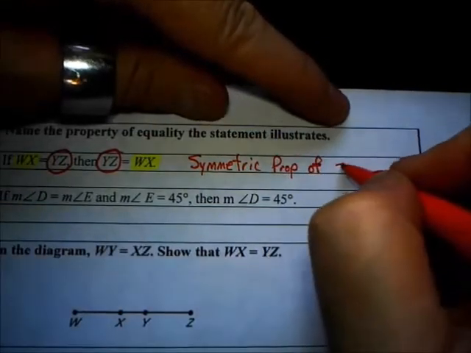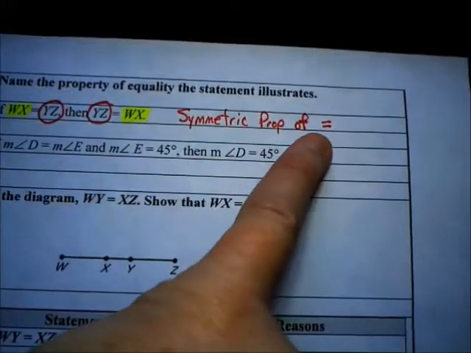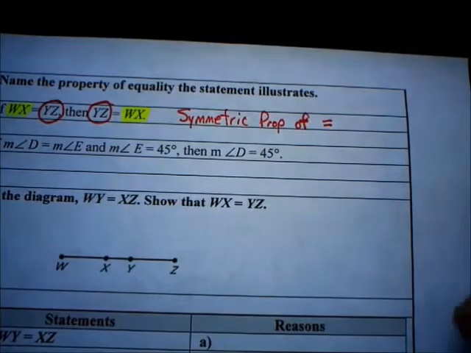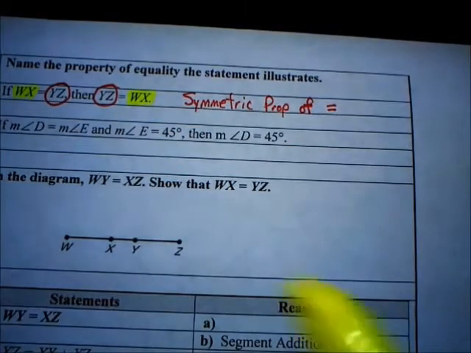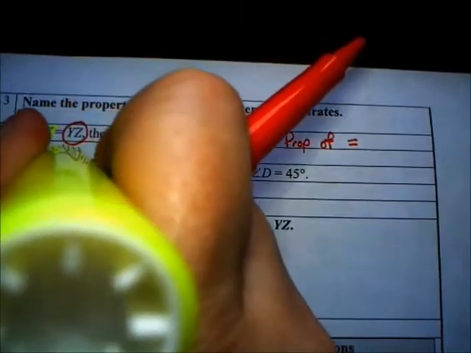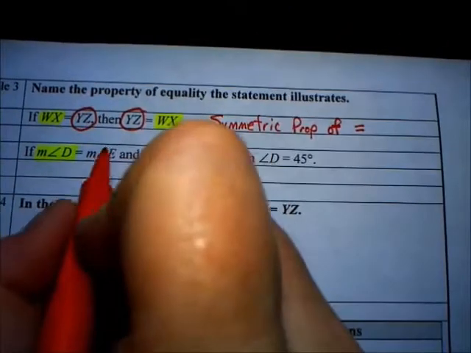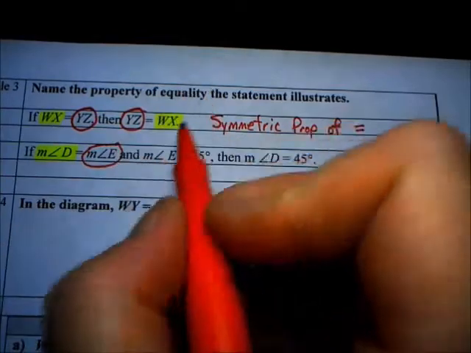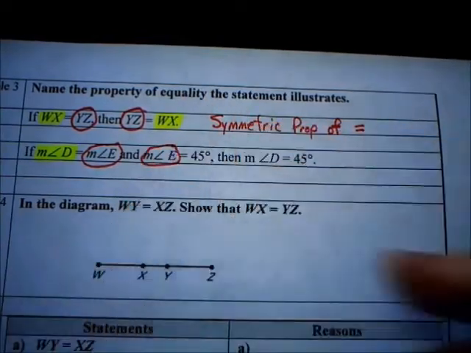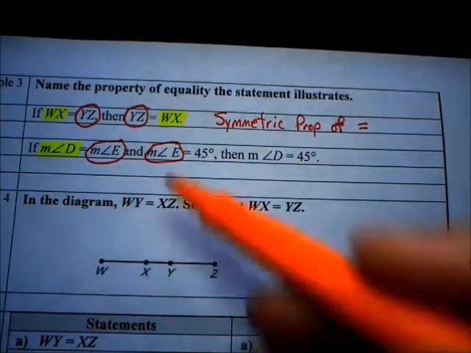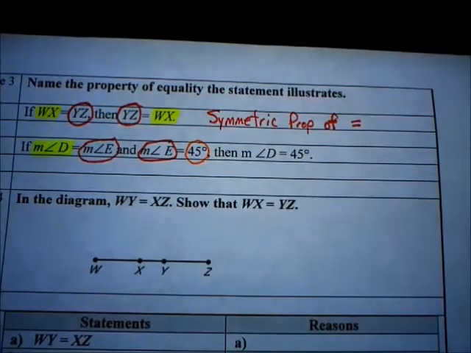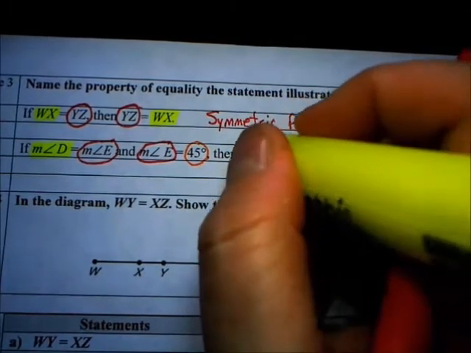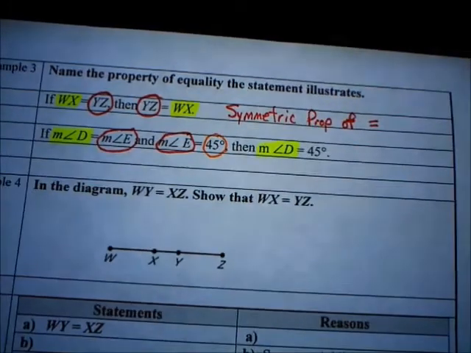Okay, symmetric property of equality. On the second one, it says the measure of angle D is equal to the measure of angle E. Then the measure of angle E is equal to something totally different, a number. And then it comes back to saying that D is equal to your number that you had.